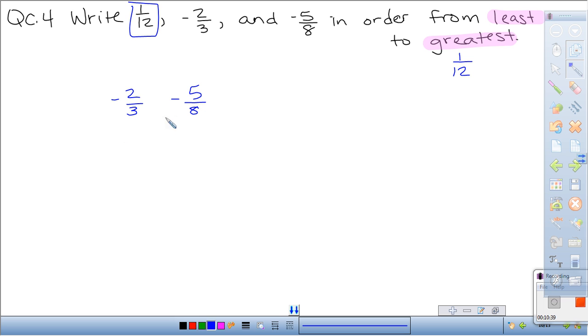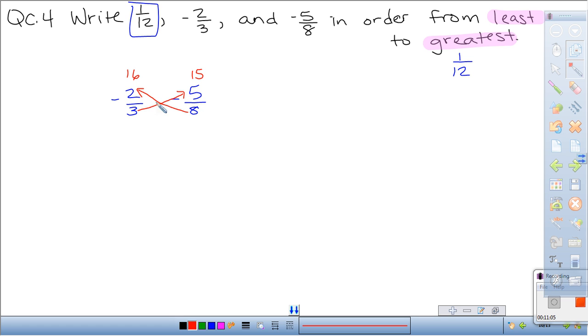If you only have two fractions to order, there's a really neat trick you can do, and that is to multiply the denominator to the numerator. So you go up from denominator to numerator. 8 times 2 is 16. 3 times 5 is 15. And which one has the larger number above it? 16. So that means this is the larger fraction. Therefore, it's our smallest number because it's the larger negative.